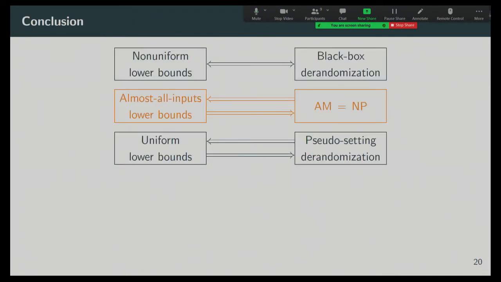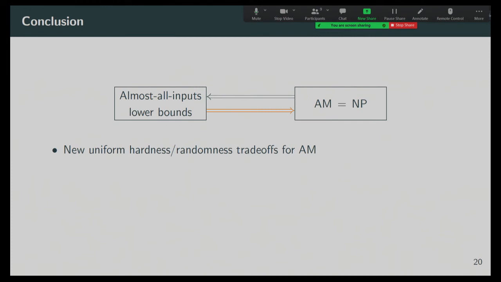Okay, so now just to conclude, in this setting of de-randomizing AM, we identified that almost-all-inputs lower bounds play an important role here, and we have this almost equivalence, right? Specifically in the hardness to de-randomization direction, we show some new uniform hardness-randomness trade-offs for AM. And indeed, the first such result that is in the low end, right, as long as we have some extra efficiency requirements. And we also identify this resilience property of interest and prove that all of these generators are resilient in this sense.